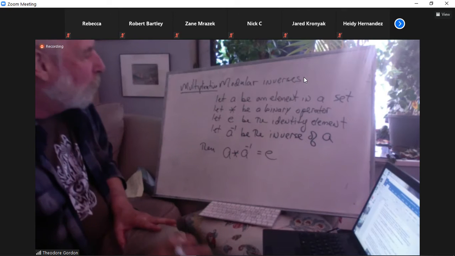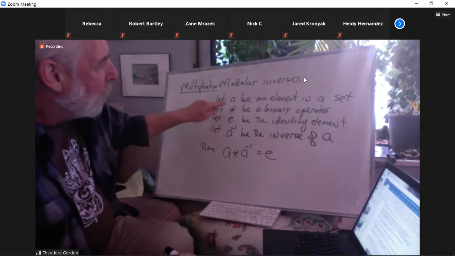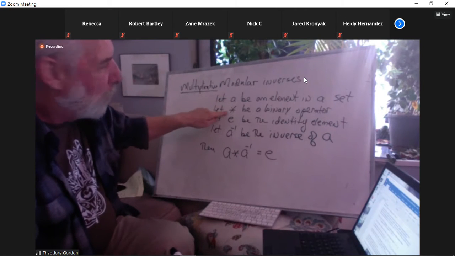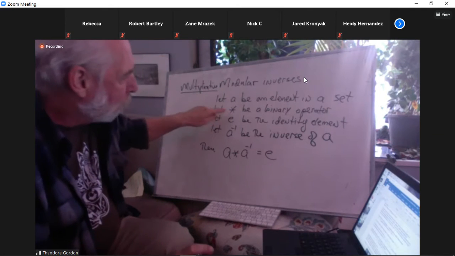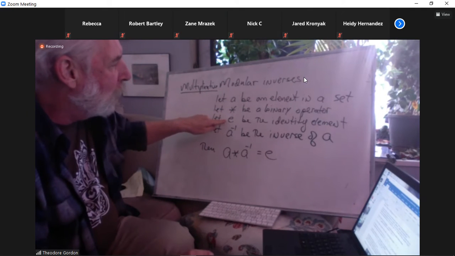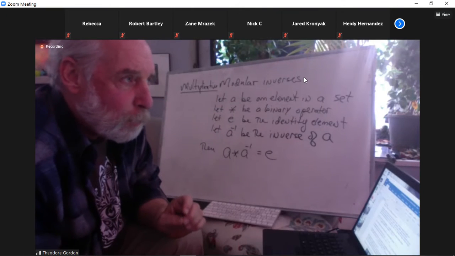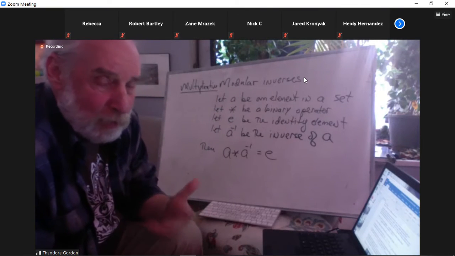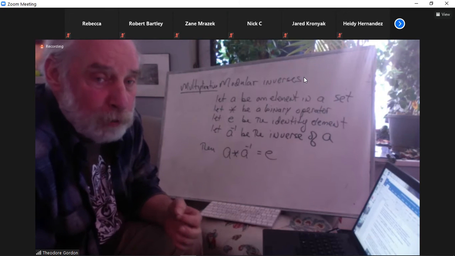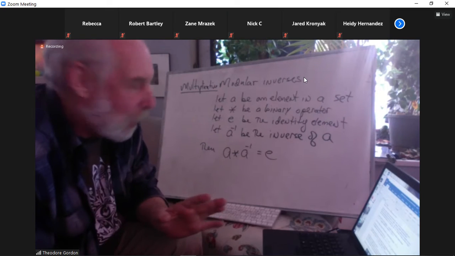All right, so we have these four symbols. A is an element. This is the multiply sign. E is the identity element. And you already know that an exponent of -1 actually represents inverse in all situations, although inverse can have a couple of meanings.